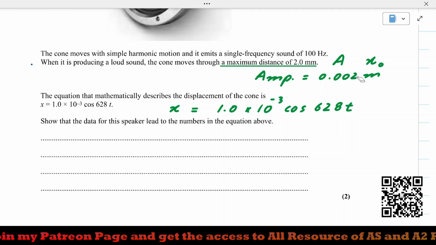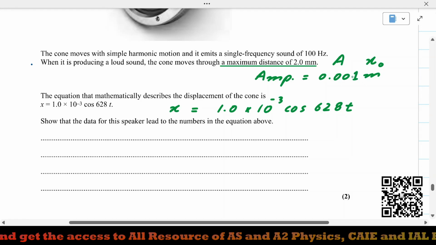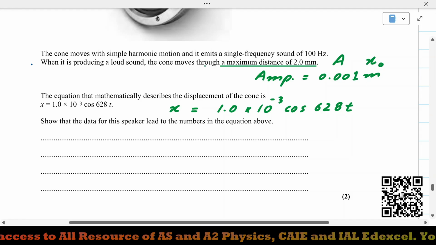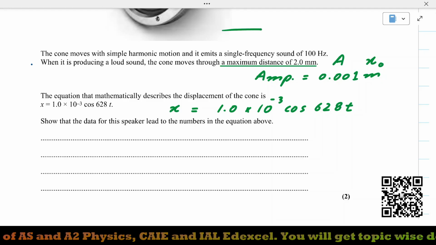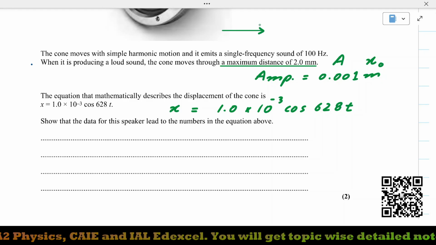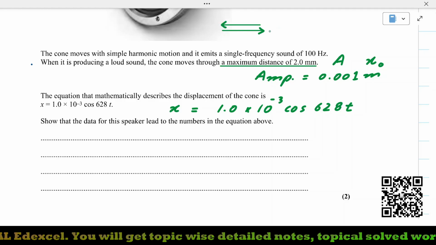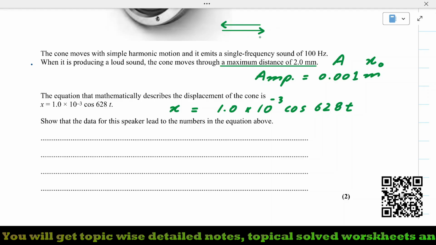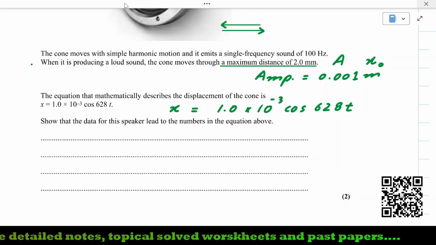So the amplitude is technically 0.001, because it says the cone moves to a maximum distance of 2 millimeters. So it moves forward and then it moves backward, so it covers a total distance of 2 millimeters. So the one-sided distance, the maximum one, would be 1 millimeter. How do I confirm this one?